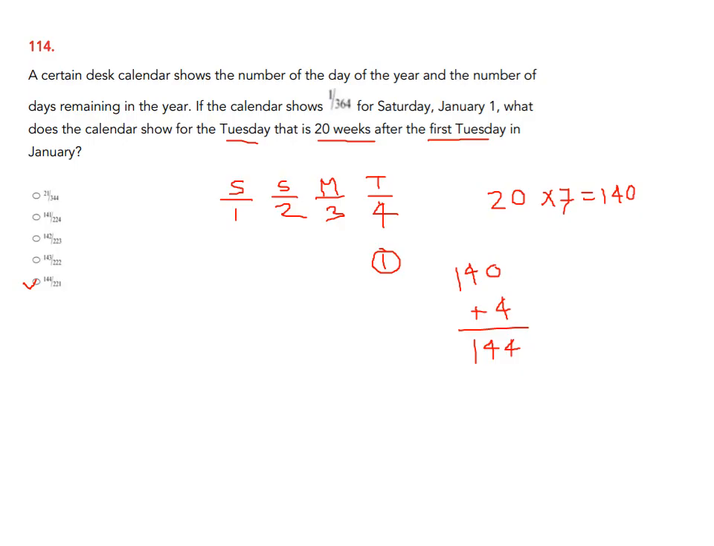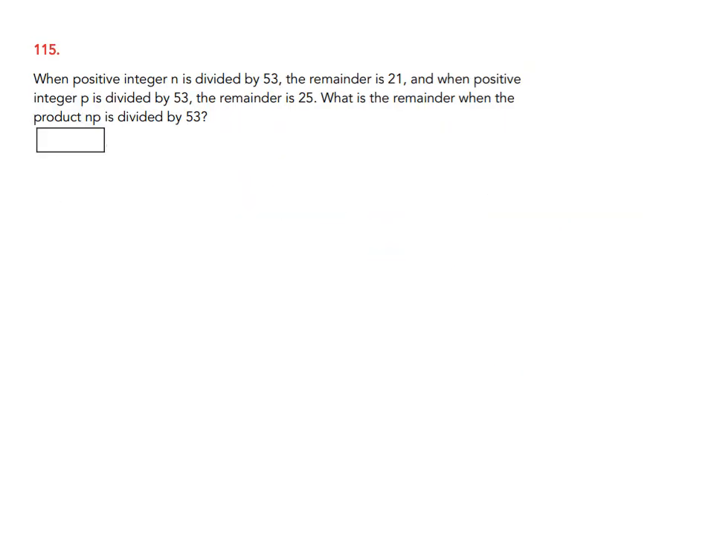Okay, let's move to the next question. When positive integer n is divided by 53, the remainder is 21. And when positive integer p is divided by 53, the remainder is 25. What is the remainder when the product np is divided by 53?